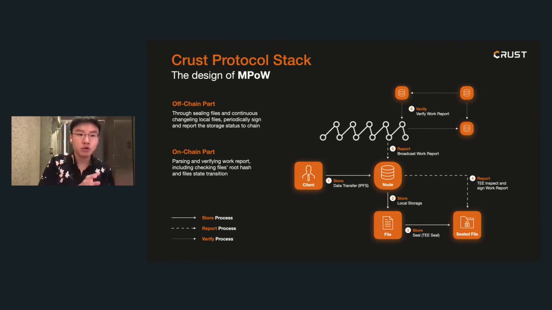As for the MPOW, it is divided into 2 parts. The off-chain part is called Sworker. It provides a sealing process and a challenging service to seal the file and continuously challenge the local file, and periodically sign a work report to the chain. As for the on-chain part, when the chain receives the work report, it will verify the work report, including verifying the file's root hash and the file state transition.